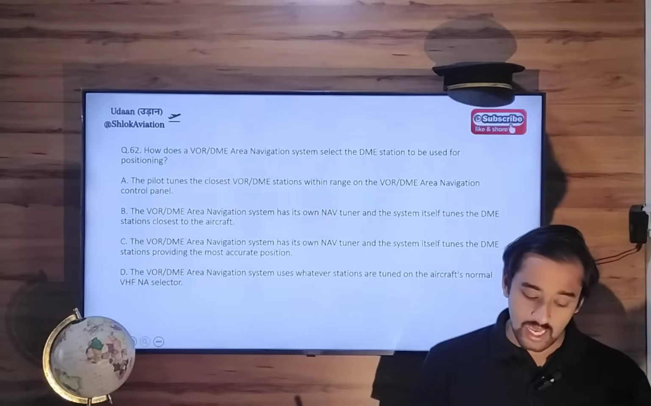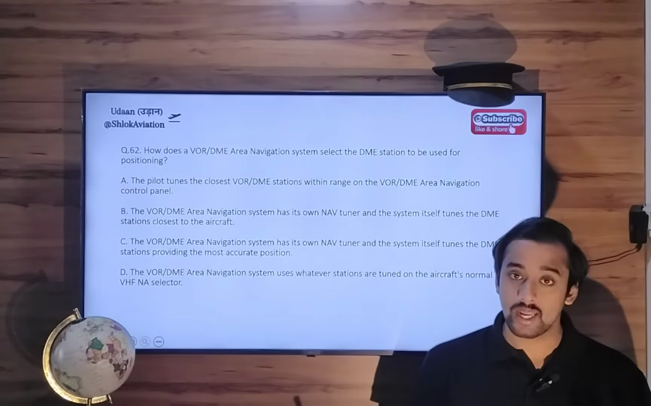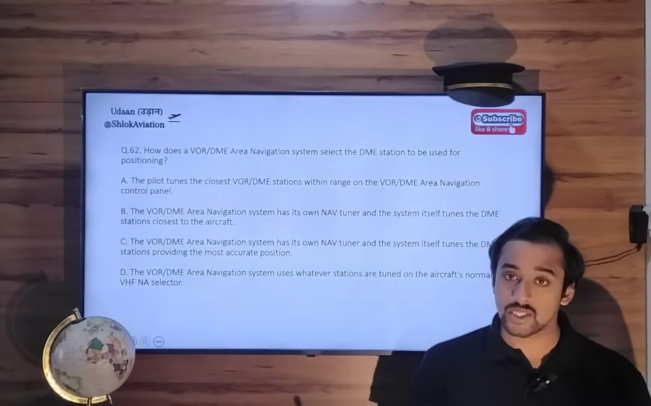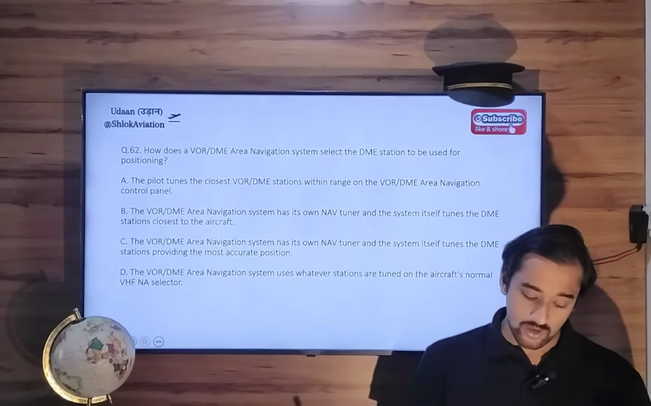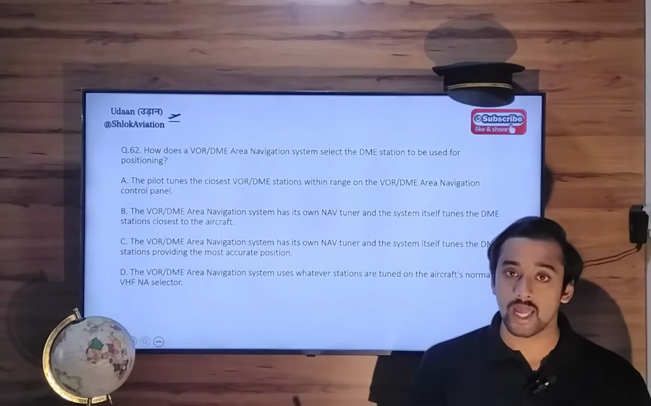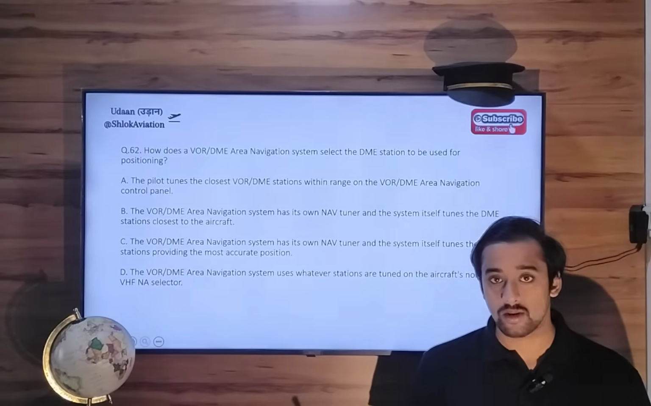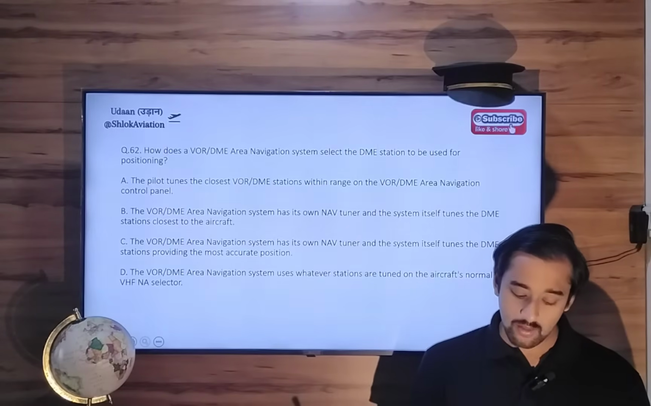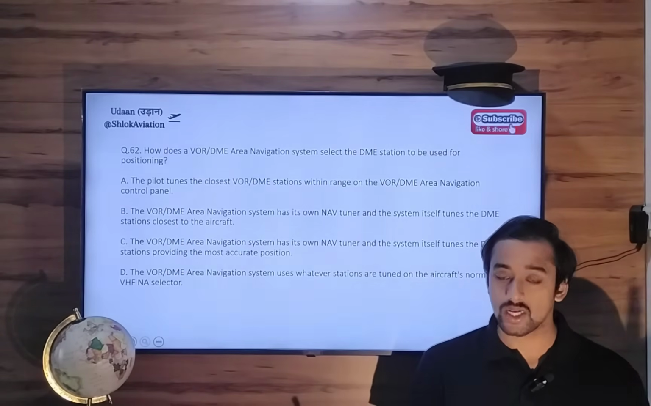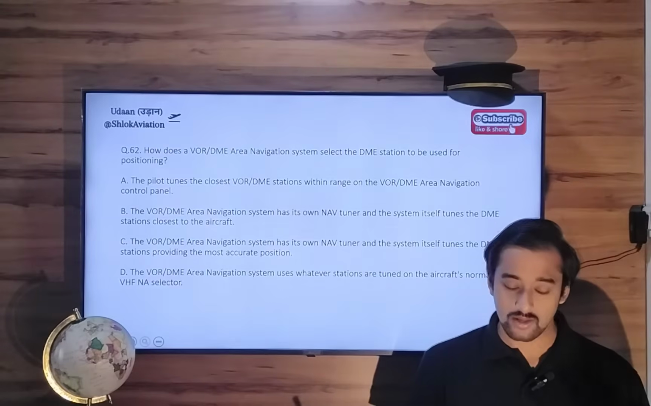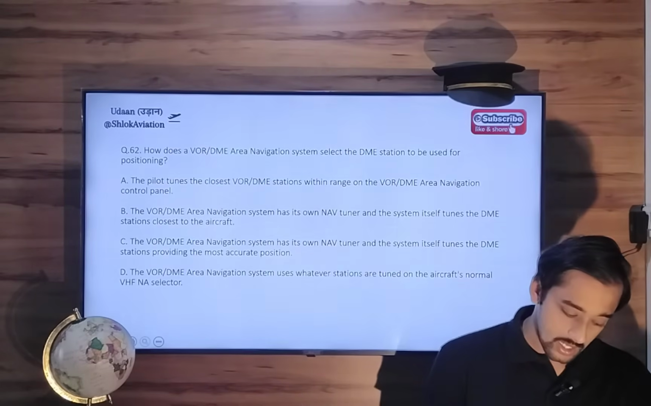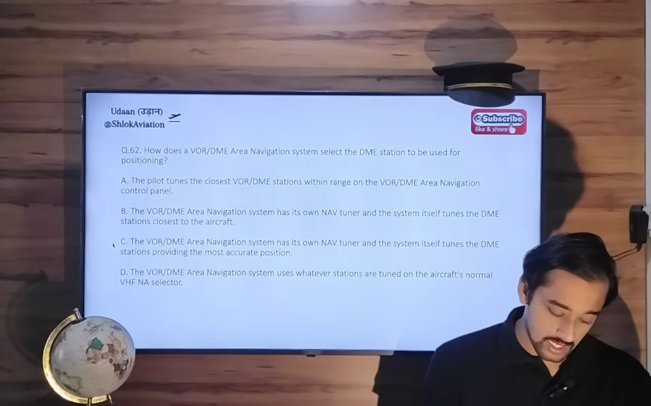Is it that the VOR DME area nav system has its own nav tuner and the system itself tunes to the DME station closest to the aircraft? The VOR DME nav system has its own nav tuner and the system itself tunes to the DME stations providing the most accurate position. The VOR DME nav system uses whatever stations are tuned on the aircraft's normal VHF selector. So here the correct option will be option number C.